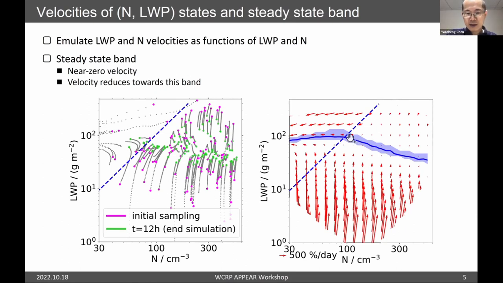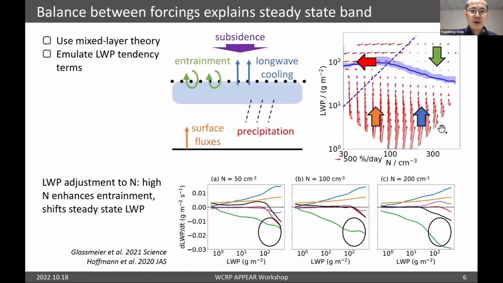We can see that there's clearly a band along this blue line, with shading, with near-zero velocity. And as simulations move towards this line, velocity reduces. That indicates a steady-state band along this blue line. To explain this behavior, we use mixed layer theory. Based on that theory, the liquid path tendency of the simulation is controlled by forcing coming from a few processes. So what we did is diagnose all these tendencies and then emulate them again as a function of liquid path and N.